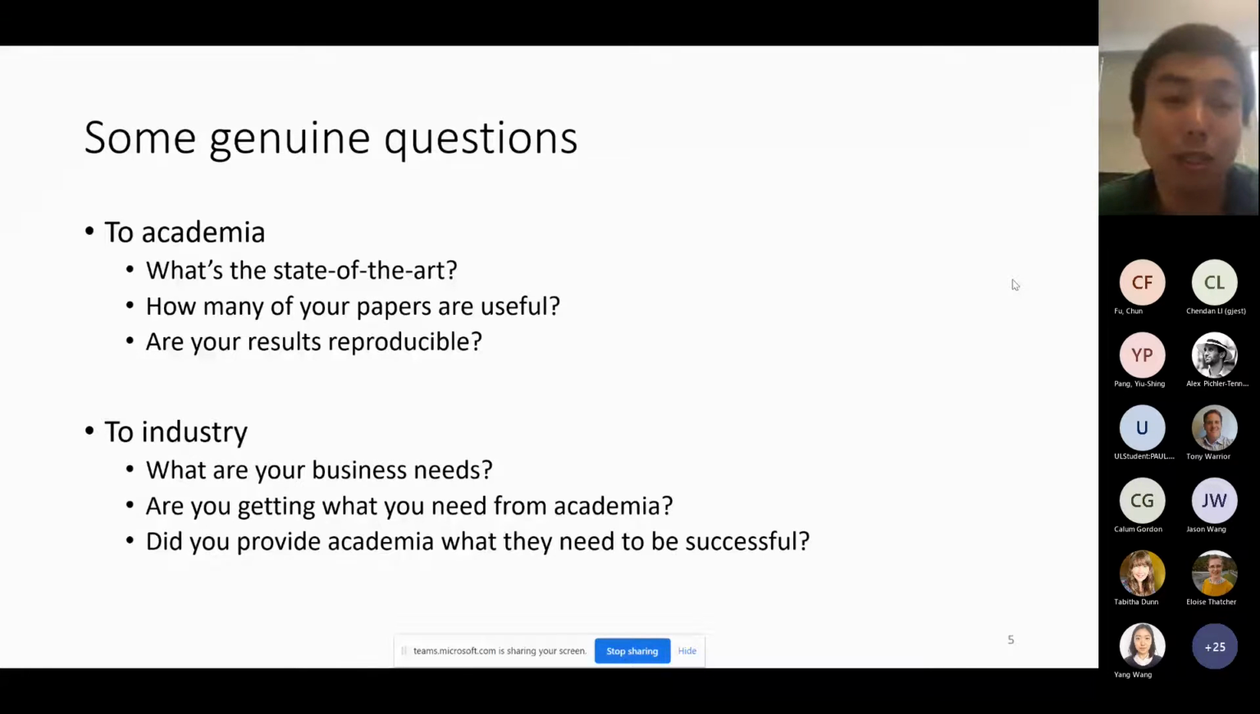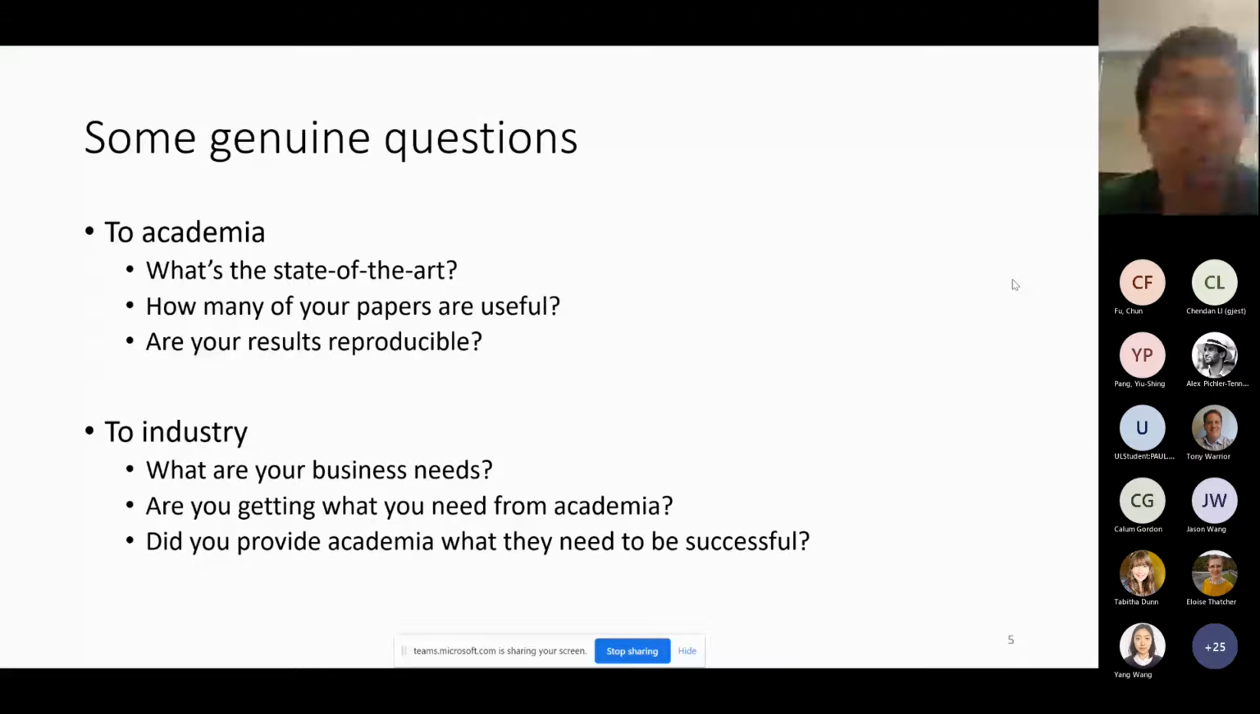And then the other question is, are you getting what you need from academia? Again, if you're an industry person, ask yourself this question. Maybe you need students. You say, oh, I have a workforce crisis. I have a problem feeding my pipeline. I have people coming and going, so I need to hire. So are you getting good new hires from academia?